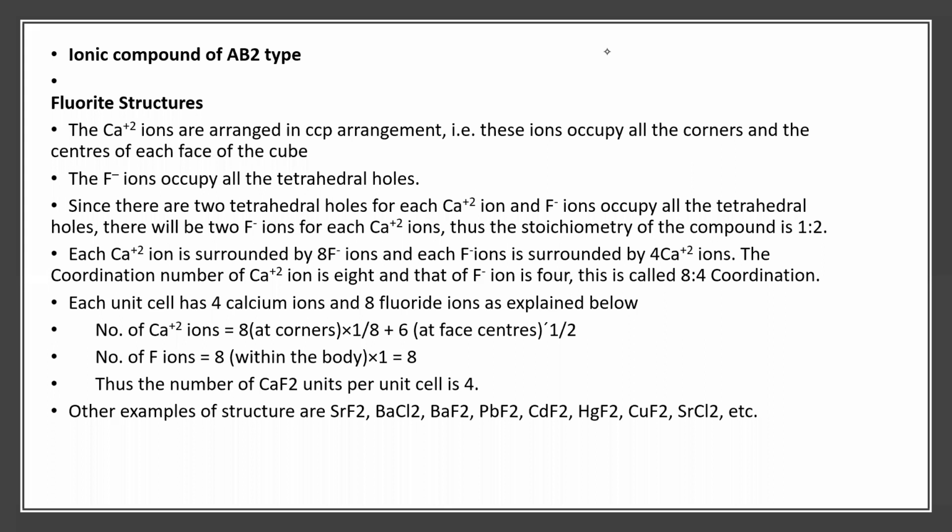So for AB2 type, the calcium ions, that is the cations, are arranged in a CCP arrangement. CCP means the ions occupy all the corners and centers of each face of the cube, and F- ions occupy all the tetrahedral holes. Tetrahedral holes is important. They'll ask these positions in the examination. In a CaF2 structure, Ca2+ ions occupy dash, and F- ions occupy dash.